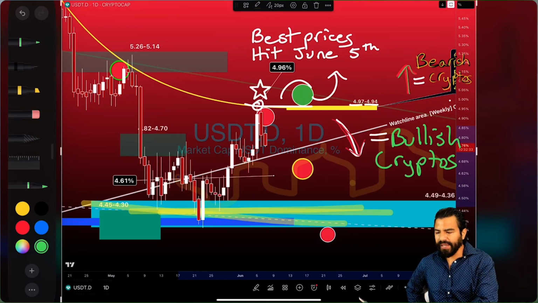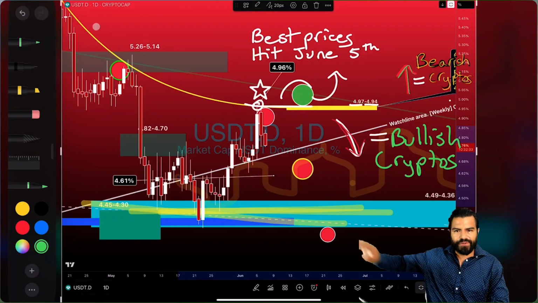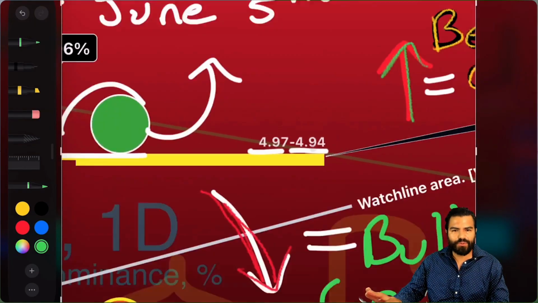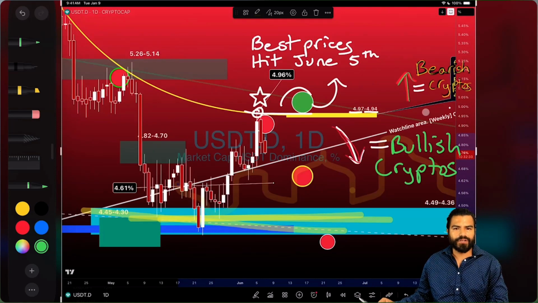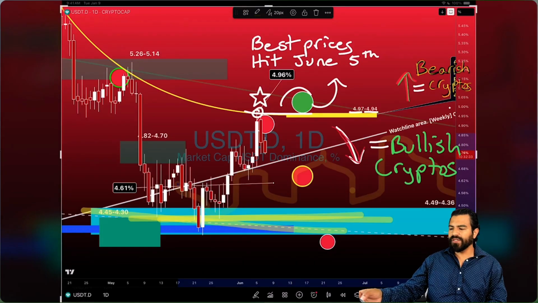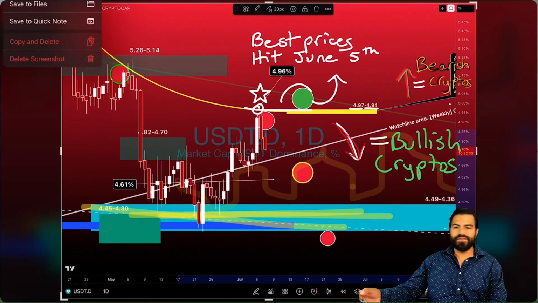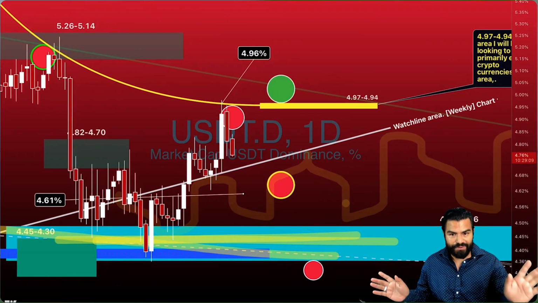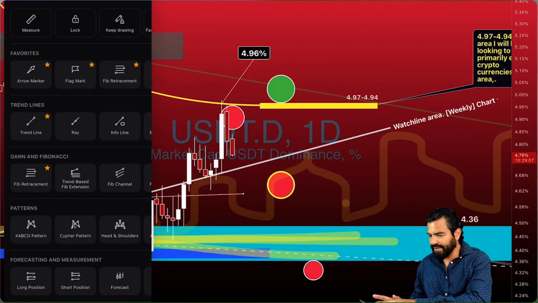And you can replicate this. If you say, well, I don't know how to draw the parabolics yet, just draw flat there at 4.97, 4.94 right now. And then you're going to draw the next line I'm going to draw. The next line we're going to draw together. And again, if you say, well, Jason, you spend too much time on USDT.D, if you know this, you know what happens around the crypto market, in my opinion.